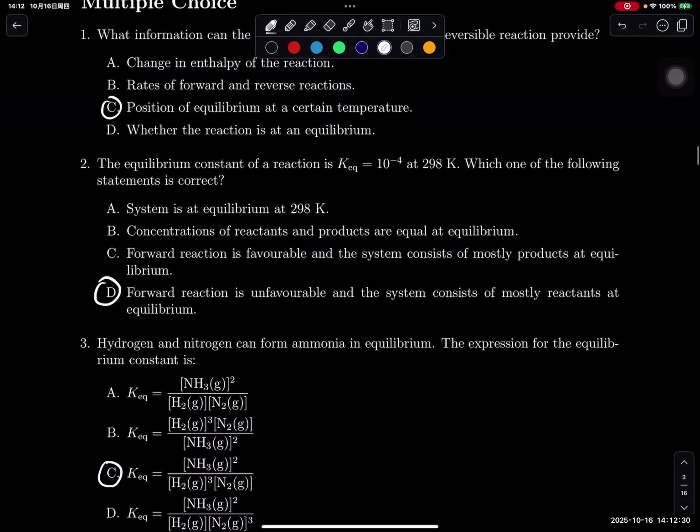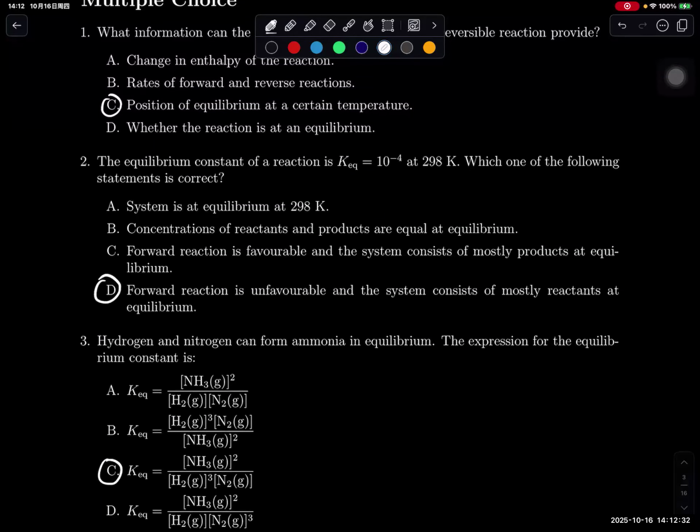Question 2, the equilibrium constant of a reaction is given as 10 to the power 4 at 25 degrees Celsius. Which of the following statements is correct? So the correct answer is that the forward reaction determined by KEQ is therefore unfavorable, and the system consists of mostly reactant because of the small value of KEQ, right? So D is correct.